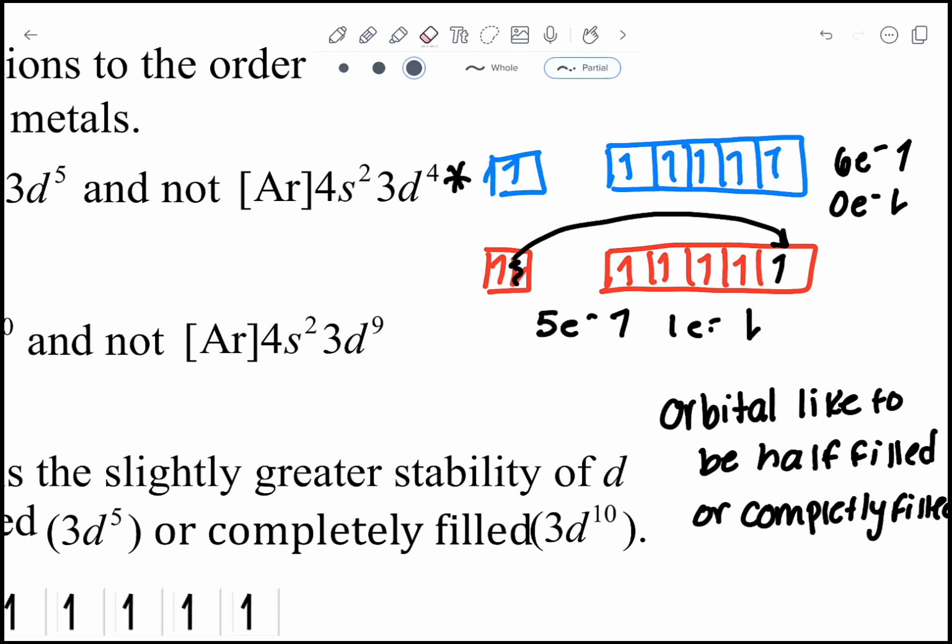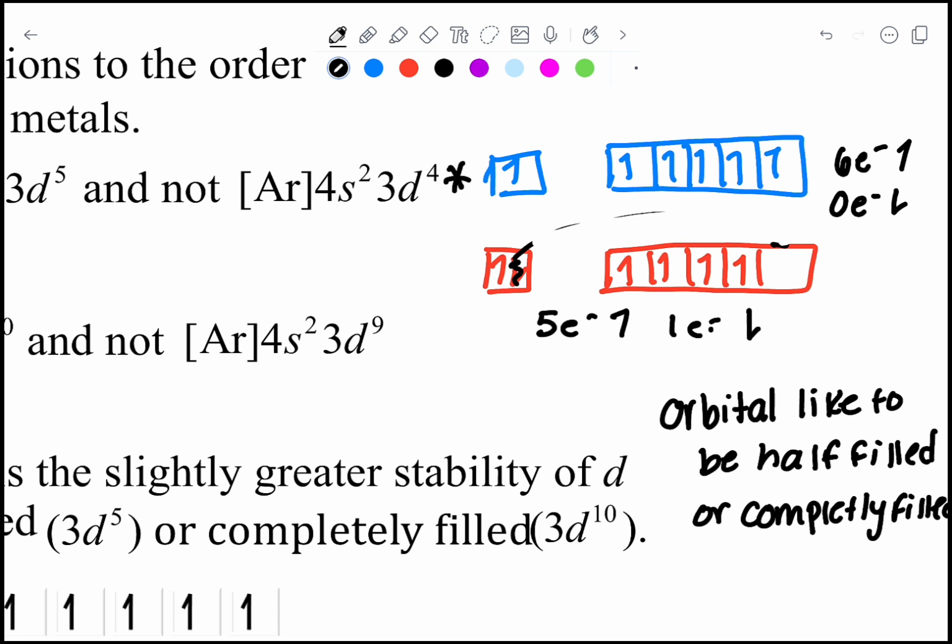Prior to me moving this electron, oops, that was a bad idea. Prior to me moving this electron, okay, never moved that, goodbye. The d orbital was 1 electron away from being half filled.